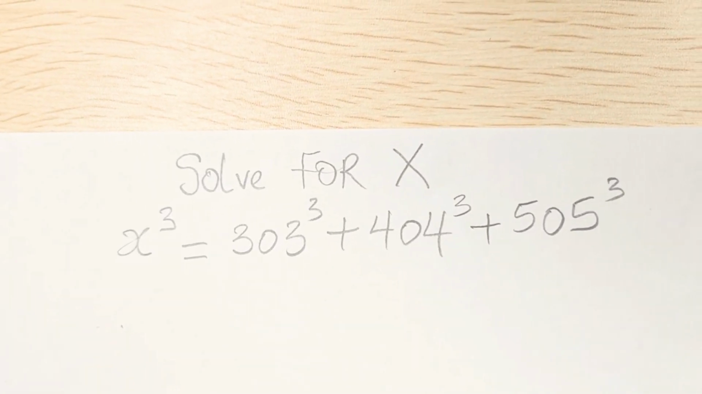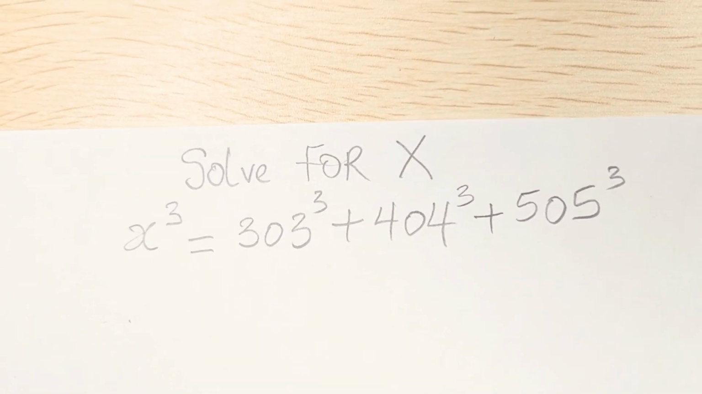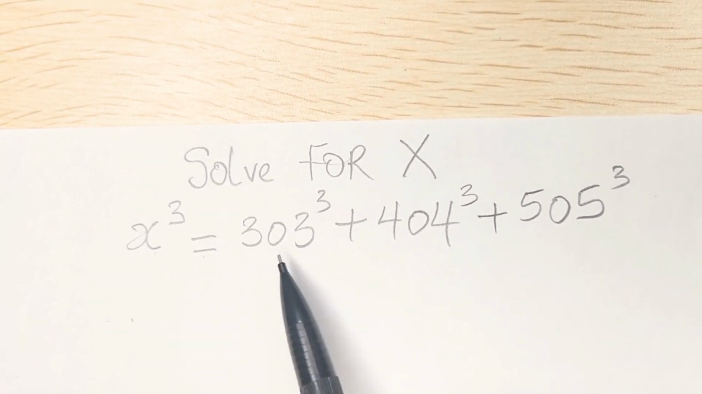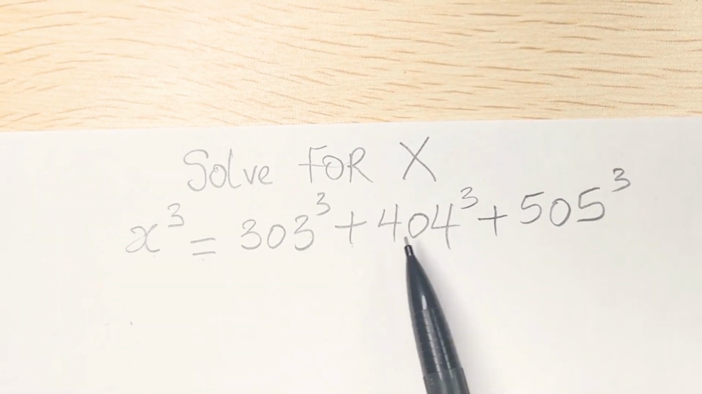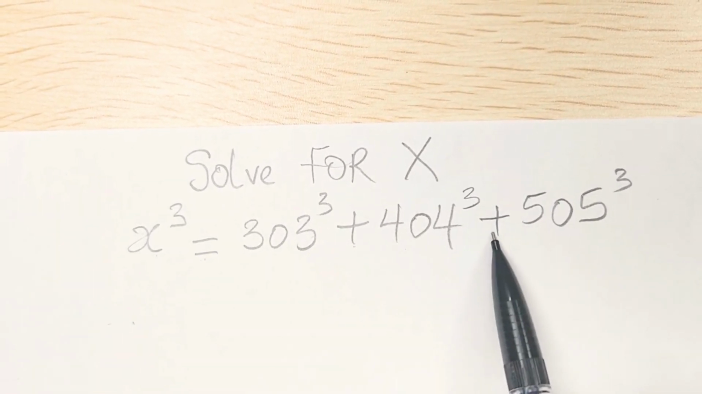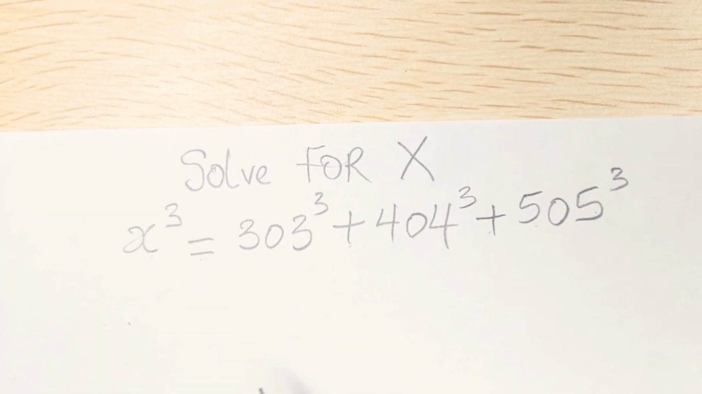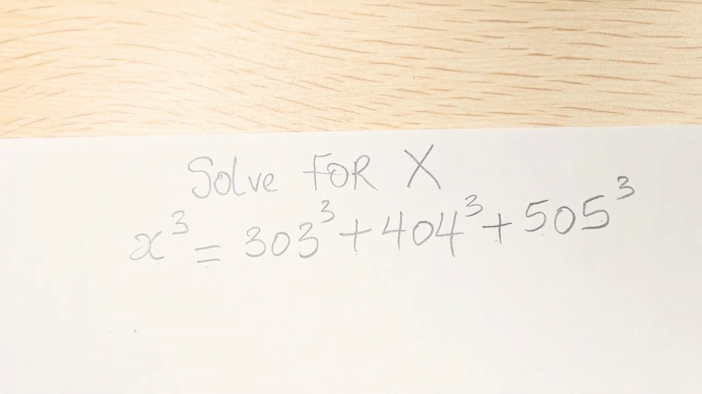All right, so let's solve this question. Now we're supposed to solve for the value of x. So we have x cubed equals 303 cubed plus 404 cubed plus 505 cubed. So how do we go about this? Now let's establish a formula.